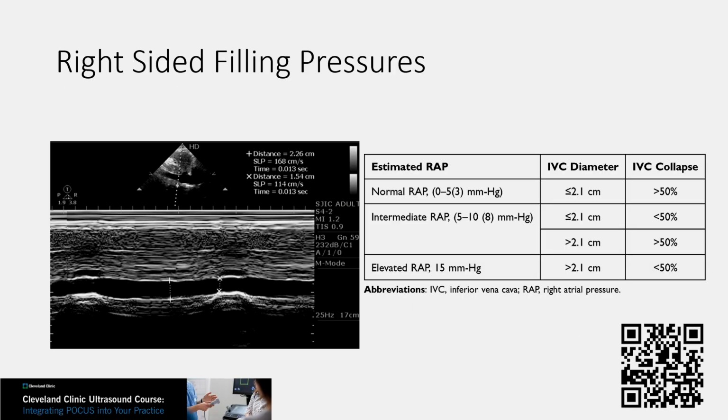The right-sided filling pressures are obtained by assessing the IVC and its changes with respiration. Again, this method is not validated in patients on mechanical ventilation or positive pressure. But in a spontaneously breathing patient, we can ask the patient to sniff, and the measurement that is obtained at end expiration and the collapse with sniff can tell you what the right atrial pressure are, and this has been validated and routinely used in our echo labs.